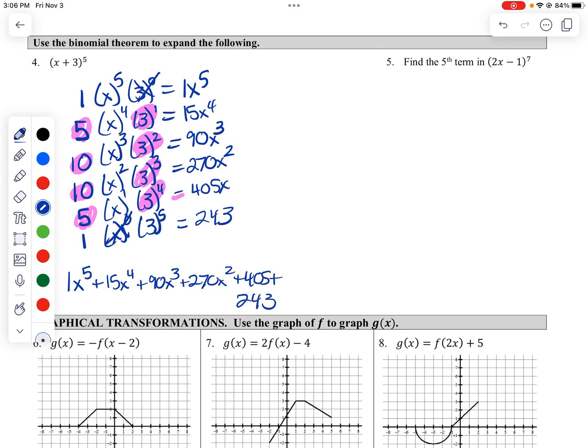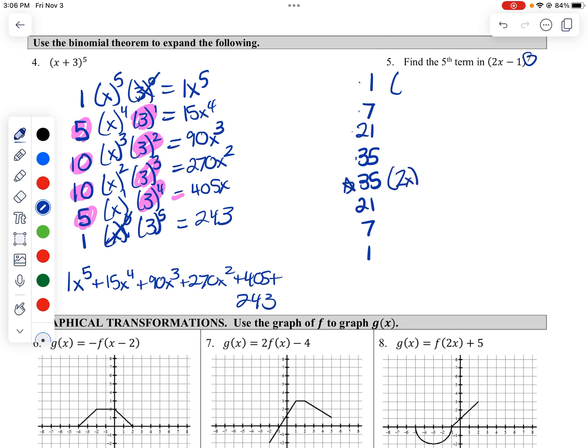So now it says find the 5th term. Again, you don't have to memorize the triangle. You could go to the 7th row. I don't have it on here, so just look, and here's our 7th row. We need to find the 5th term: 1, 2, 3, 4, 5.